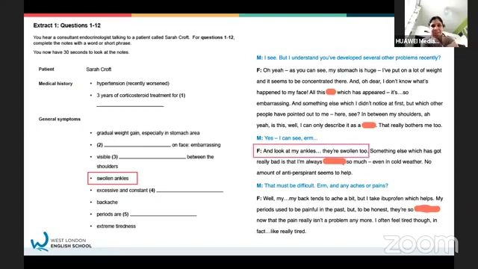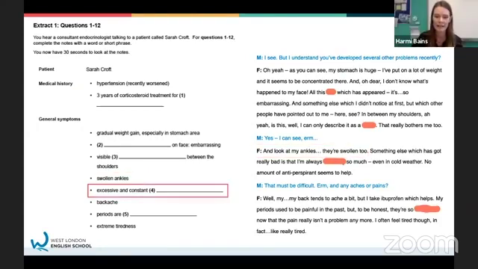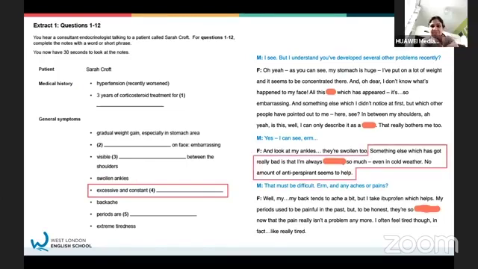Look at my ankles, they're swollen too. And then excessive and constant something, and that is this next section. So something else which has got really bad: cough, and constant cough. She's saying I'm always coughing, so we know that with always she's saying it's constant. And they're saying no amount seems to help, so we know that it's excessive as well.